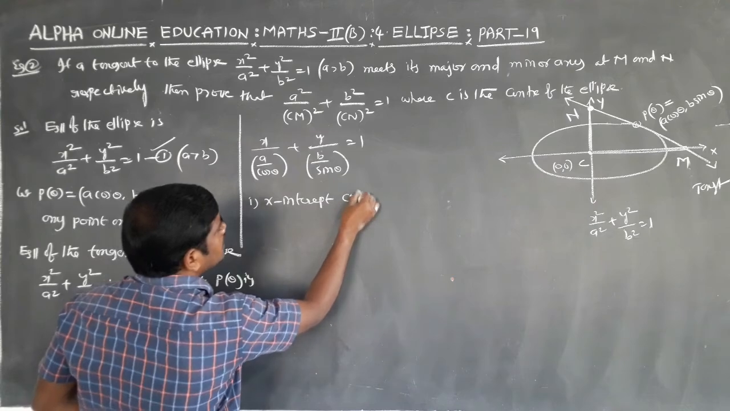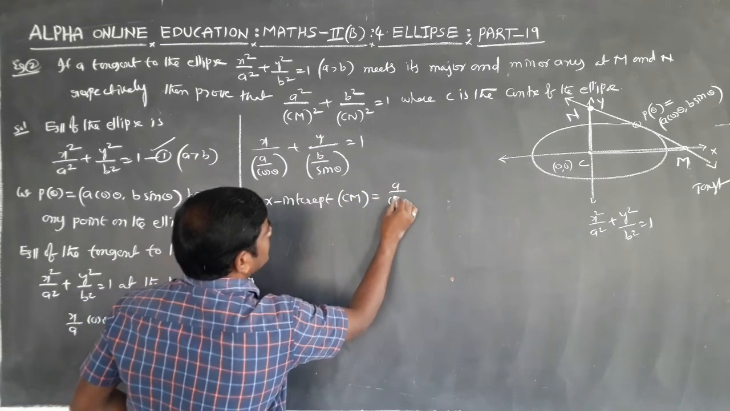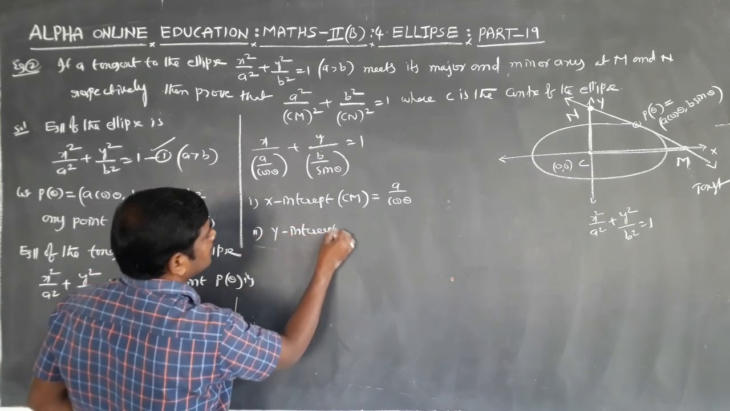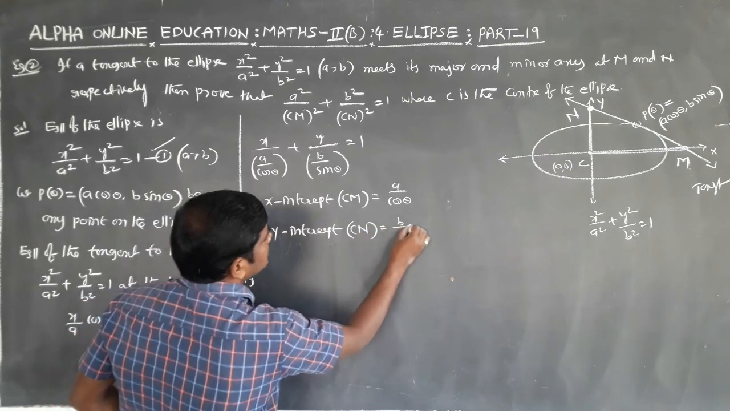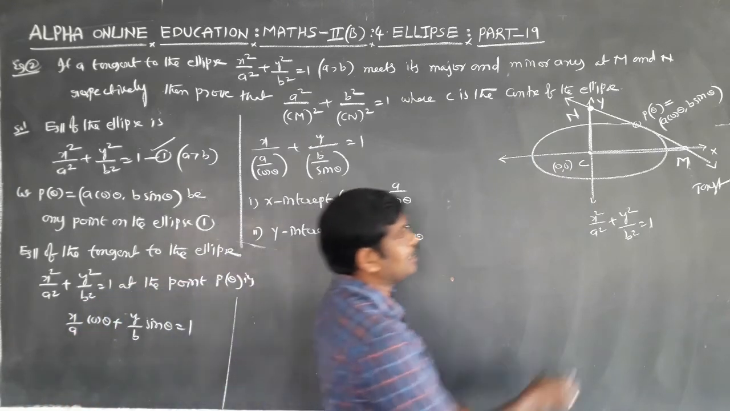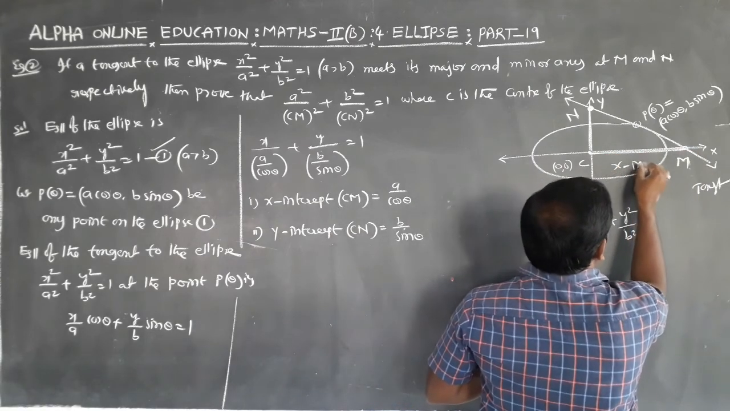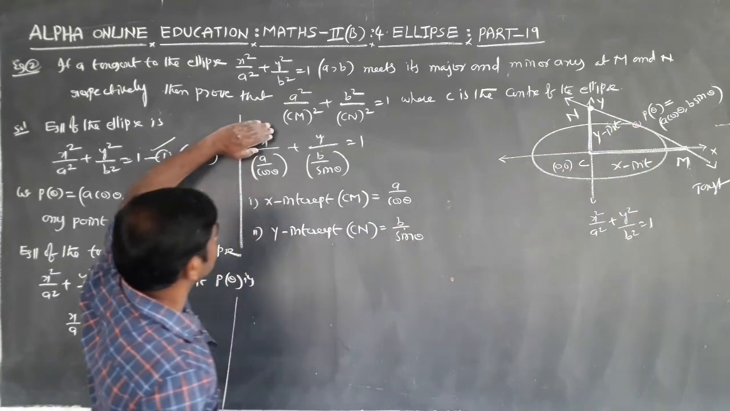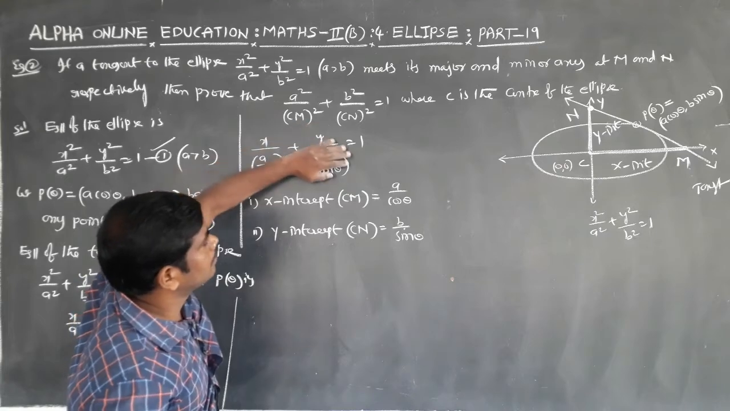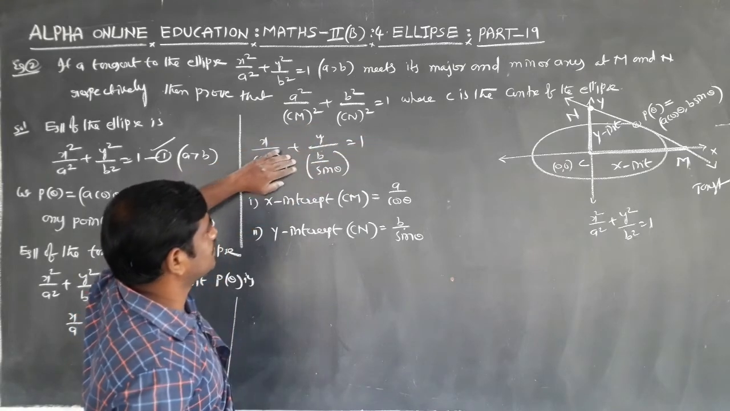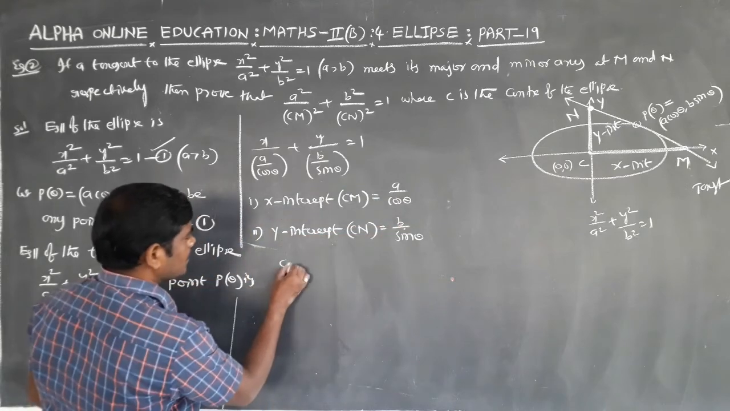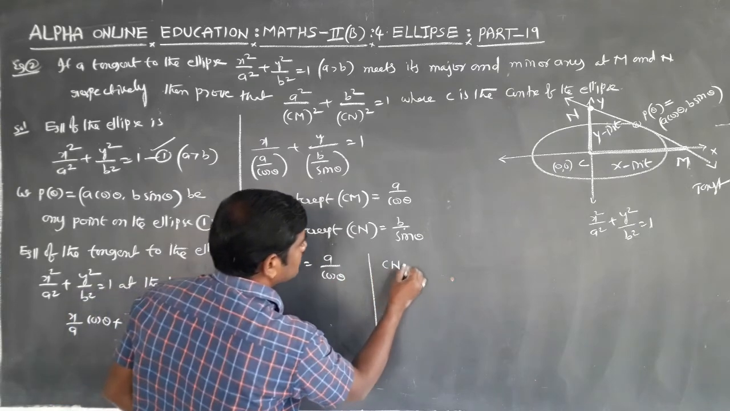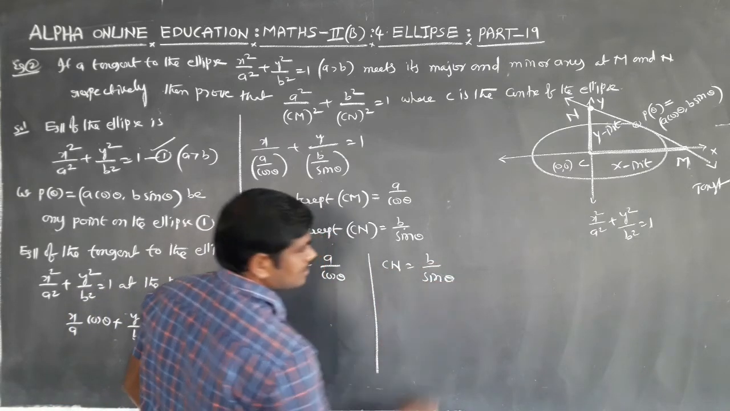The x-intercept CM is equal to a by cos theta, and the y-intercept CN is equal to b by sin theta. CM is the x-intercept and CN is the y-intercept. This is of the form x by a plus y by b equal to 1. So CM is equal to a by cos theta and CN is equal to b by sin theta.